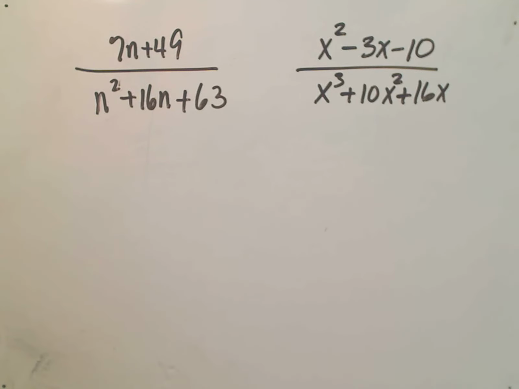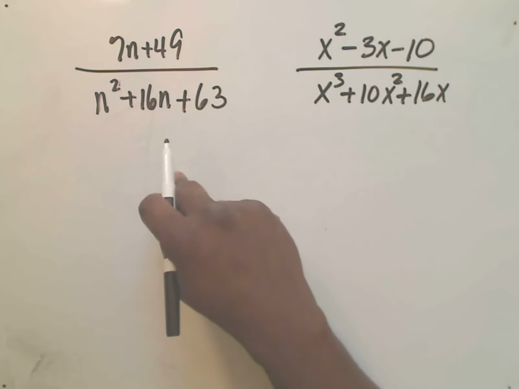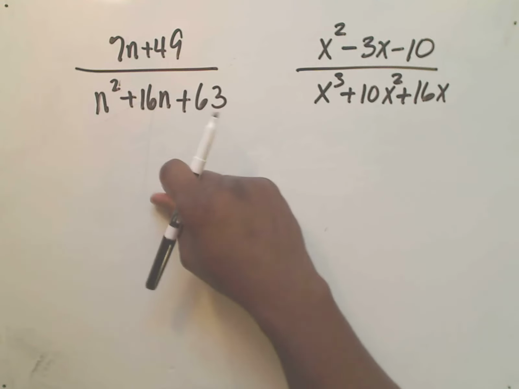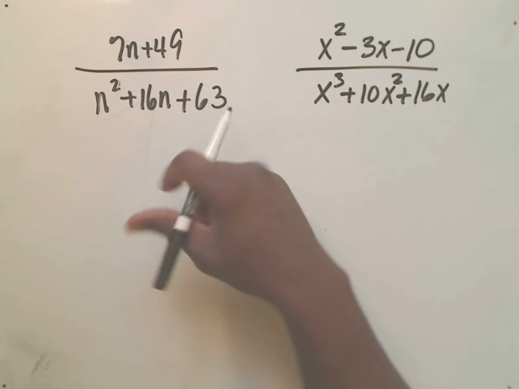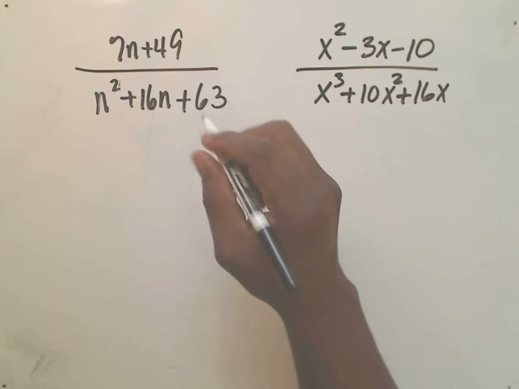Okay, we have two problems here. We'll start with this first one on the left, and what we want to do is simplify. And to simplify, we essentially factor the numerator and denominator, so let's go to it.